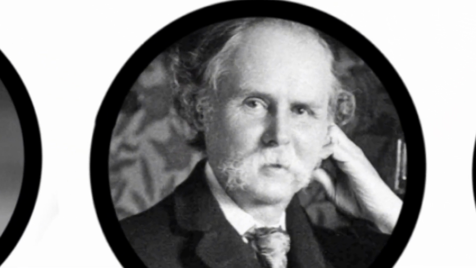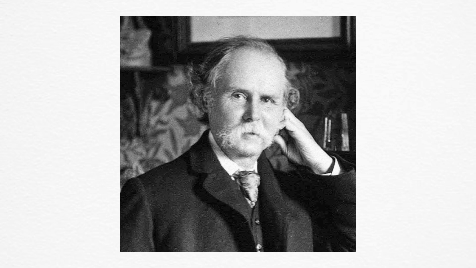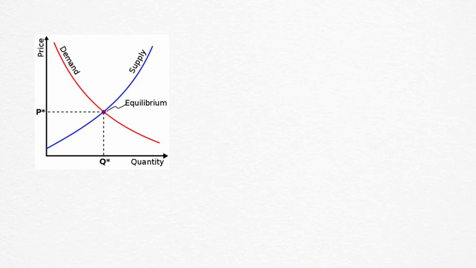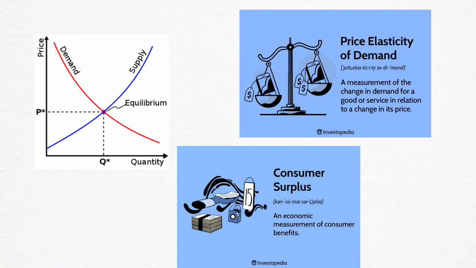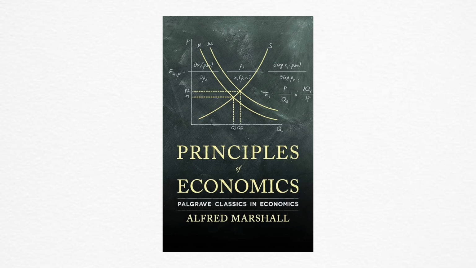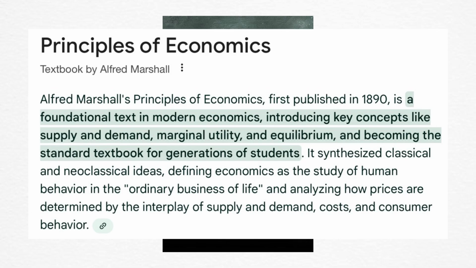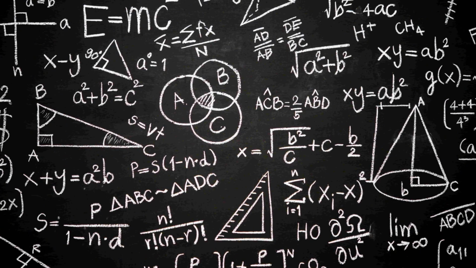Alfred Marshall. Alfred Marshall was a British economist born in 1842 who played a major role in shaping modern microeconomics. He introduced and popularized concepts like supply and demand curves, price elasticity, and consumer surplus. His book, Principles of Economics, in 1890 became one of the most important economics textbooks of its time. Marshall helped make economics more mathematical and practical for analyzing markets.